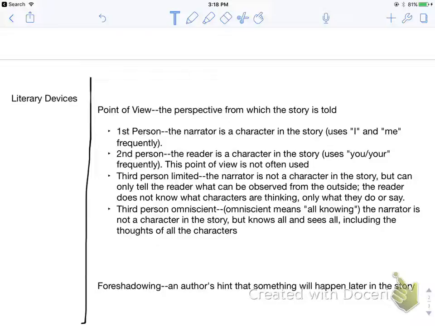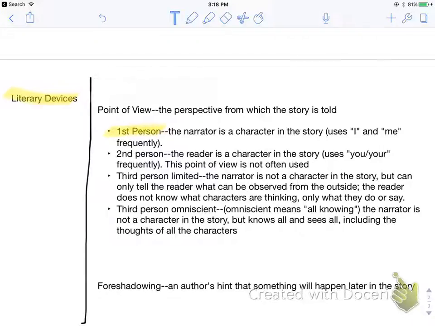Okay, so notice now that we have switched categories over here. So, whoops, let's undo that. We have literary devices. So we're not talking about character types anymore, okay? Now, we're going to talk about some of the literary devices that are used, and the first one we're going to cover is point of view. So point of view is just the perspective from which the story is told. And we're going to talk about 4 of them.